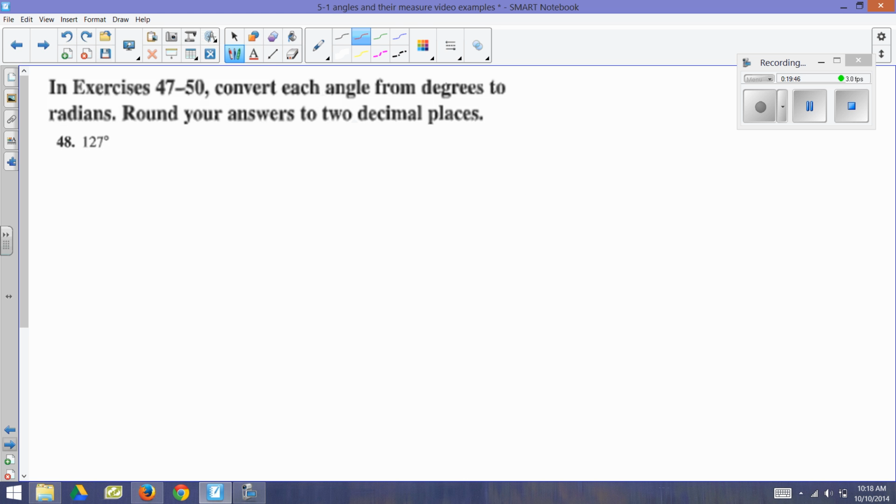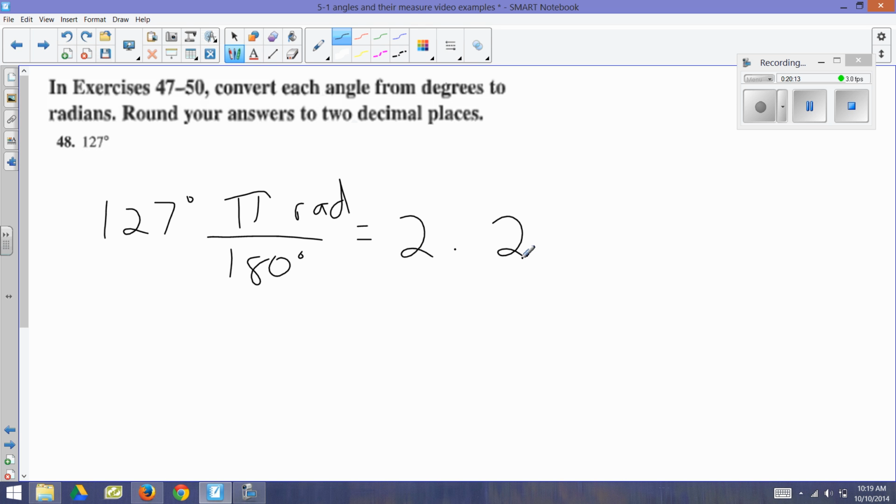Convert each angle from degrees to radians. Round your answer to 2 decimal places. So now I have 127 degrees. I'm going to multiply it by 180 degrees on the bottom, pi radians on the top. Here you have to pick up your calculator: 127 times pi divided by 180. When you put it in your calculator, you should get 2.2165. So it's really 2.22. And the label is radians.